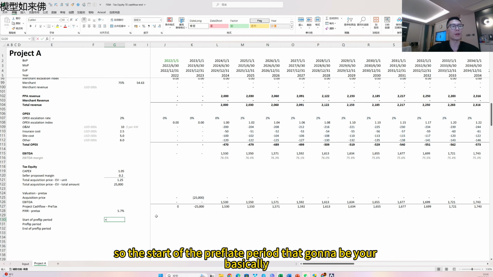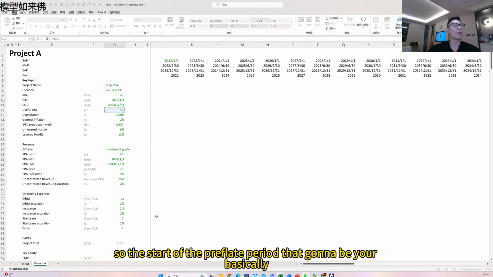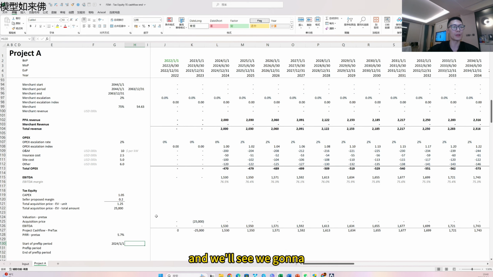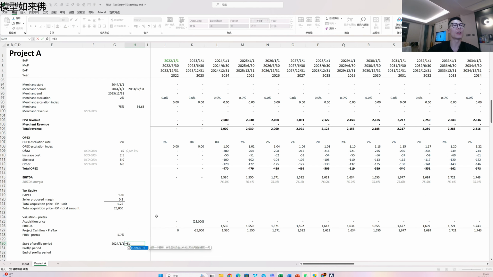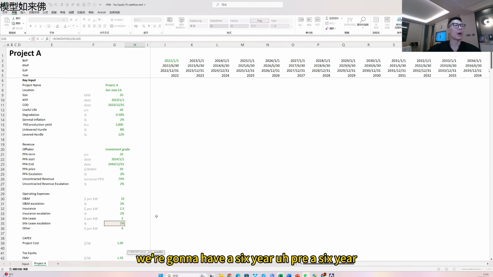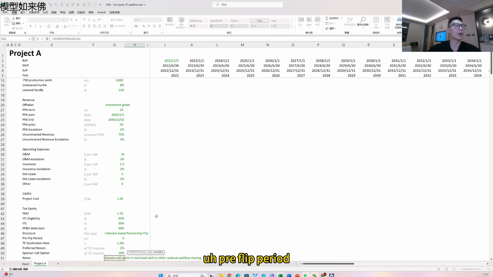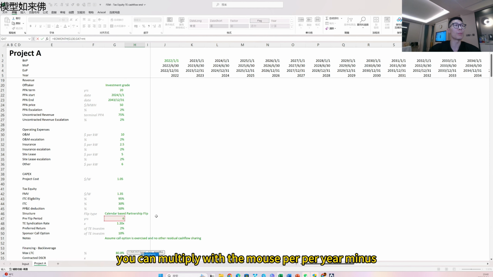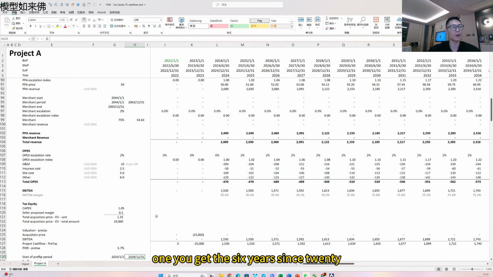So the start of the pre-flip period, basically that's your PPA period. And we're going to have a 6 years pre-flip period, and that is time based. So you're going to have 6 years. You're going to multiply with the months per year minus 1. You get 6 years since 2024 January 1st.